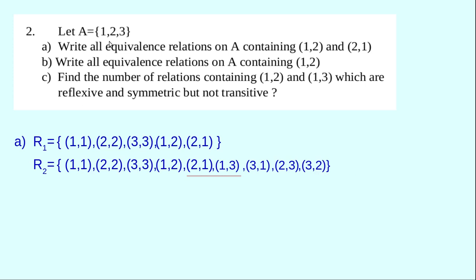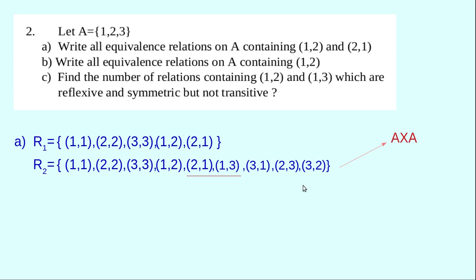9 elements are there. The set contains only 3 elements. Therefore this relation is the universal relation A cross A. We know that A cross A is always equivalence. Therefore this is the second equivalence relation having the given condition. This is the smallest equivalence relation.